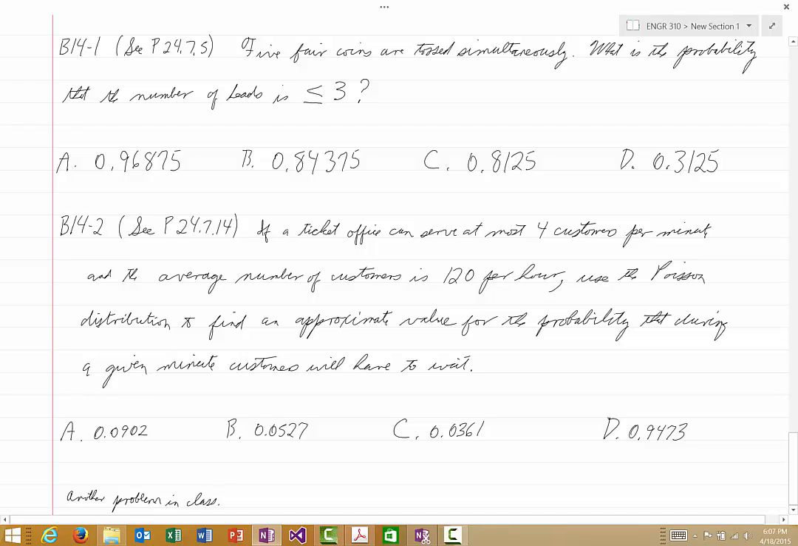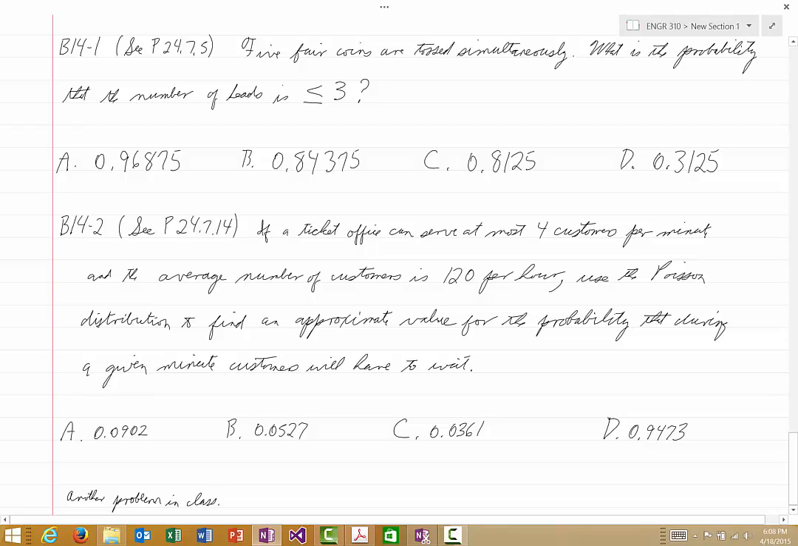And then problem B14-2, which is essentially identical to problem 24.7.14 in your textbook. It says if a ticket office can serve at most 4 customers per minute and the average number of customers is 120 per hour, use the Poisson distribution to find an approximate value for the probability that during a given minute customers will have to wait. And the choices are A, 0.0902, B, 0.0527, C, 0.0361, and D, 0.9473.